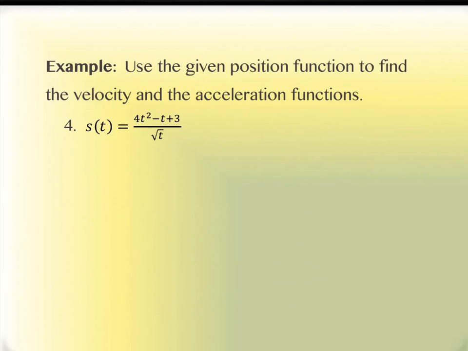All right, we're going to do another one. This one has a little bit different kind of a question. And the question has a phrase that we haven't encountered. This says, use the given position function, which we did see back in section 2.1, to find the velocity. So what is finding velocity asking us to do? Speed and velocity both are going to mean this is the first derivative.